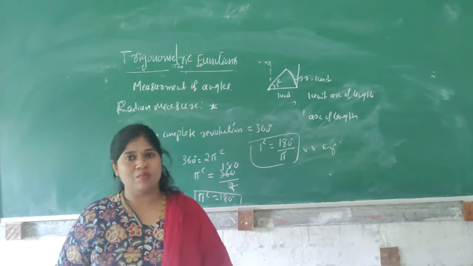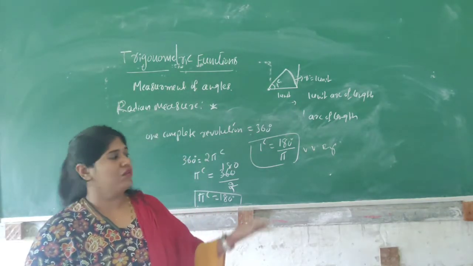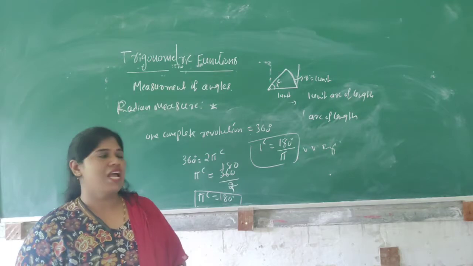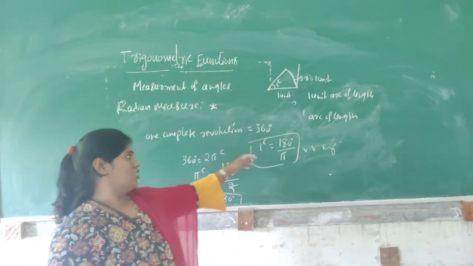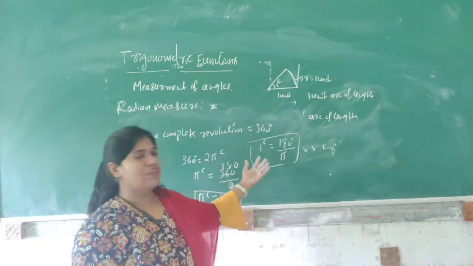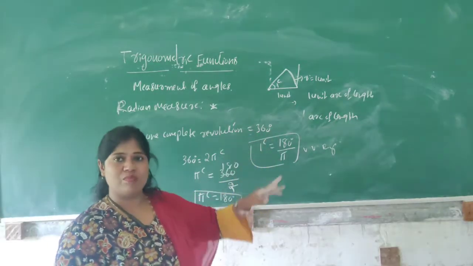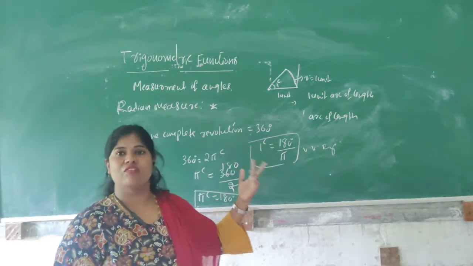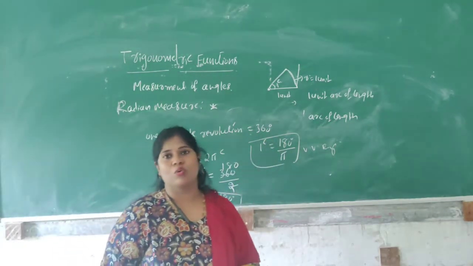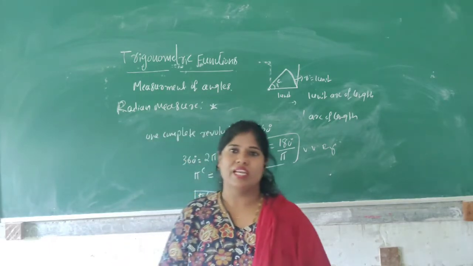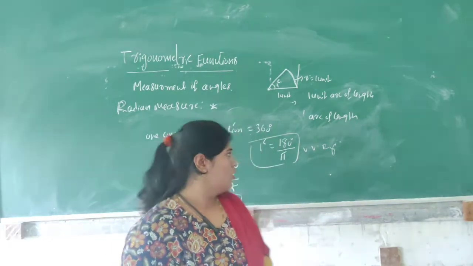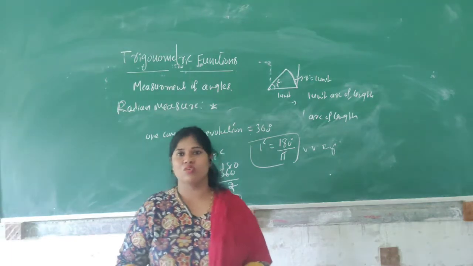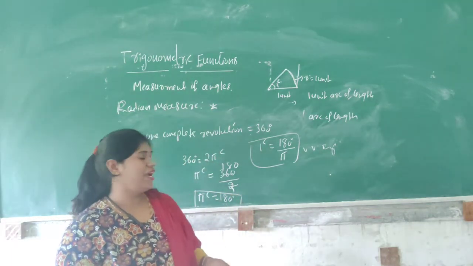Here the real number and radian are same. Real numbers and radians are same. So this one is the radian definition. It is an angle subtended at the center of a circle by an arc whose length is equal to the radius of the circle. So 1 radian is equal to 180 divided by pi.